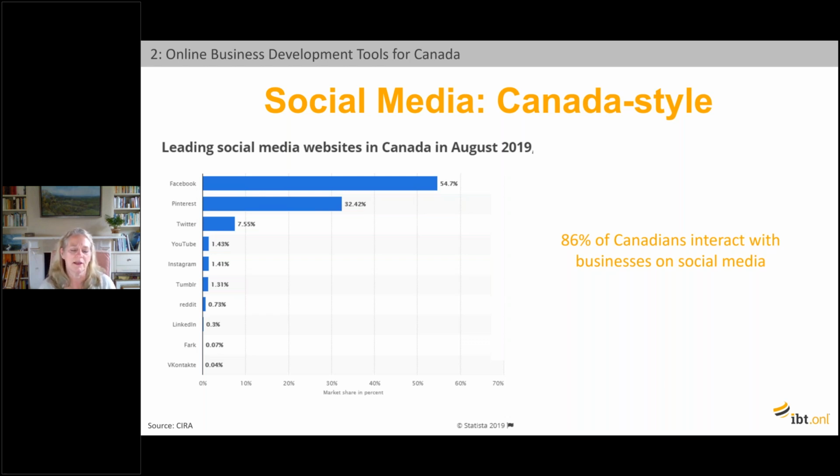Social media in Canada is different from the US use of social media. Andrew mentioned this a little bit. First of all, how mobile-enabled Canadian internet use is, and then how much they interact with social media to business. We talked about 86% of Canadians interacting with business on social media, and obviously Facebook being the largest, so no surprise there. You'll find the same list of platforms that you would in the USA: Facebook, Pinterest, Twitter, YouTube, and so on. But they're used in a much more dynamic way, and as I said, a much more business-friendly way.